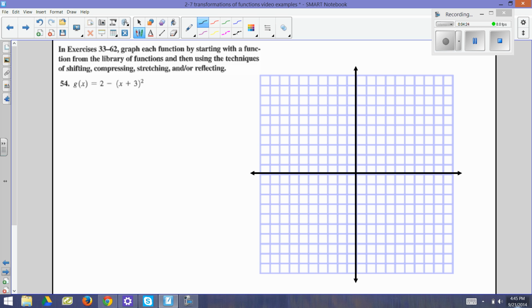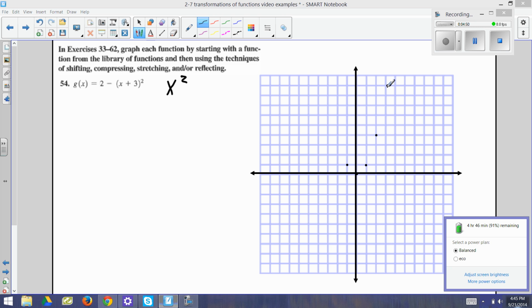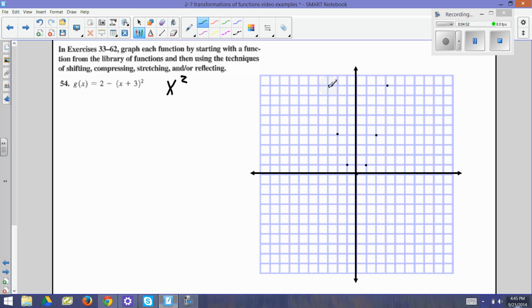Graph each function by starting with a function from the library of functions and then using the techniques of shifting, compressing, stretching, and or reflecting. So what we're thinking about is starting with x squared, which is a parabola that opens up. There's a point 1, 1, negative 1, 1, 0, 0, 2, 4, 3, 9, negative 2, 4, negative 3, 9. And that's what the parabola would look like if I connected it.